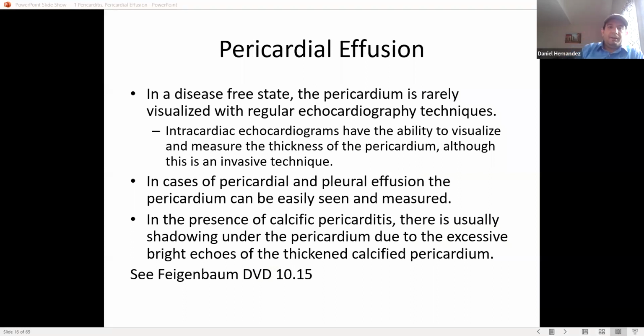So again, with pericardial effusion in disease-free states, the pericardium is rarely visualized with regular echocardiography techniques. If we're doing an intracardiac echocardiogram, we may have the ability to visualize and measure the thickness of the pericardium. In cases of pericardial and pleural effusion, the pericardium can easily be seen and measured.